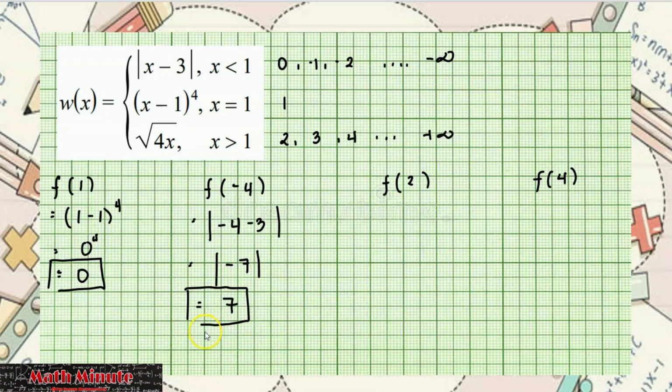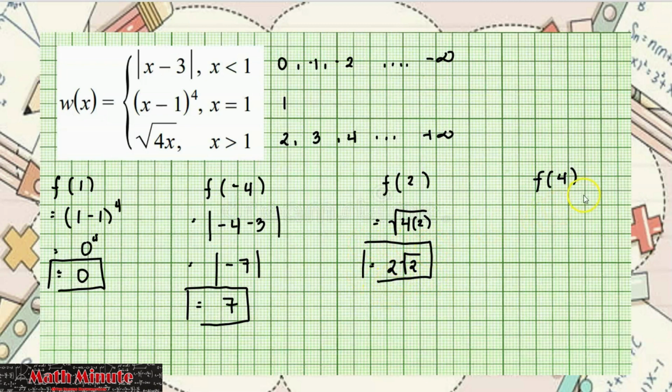Next will be f of 2. So f of 2, that is greater than 1. So we will use this function rule, the square root of 4x. So this will be equal to square root of 4 times 2. Since 4 is a perfect square, we will get the square root of 4, which is 2. The square root of 4 is 2, that will be outside the radical sign, and 2 is not a perfect square, so it will remain inside. So f of 2 is equal to 2 square root of 2.